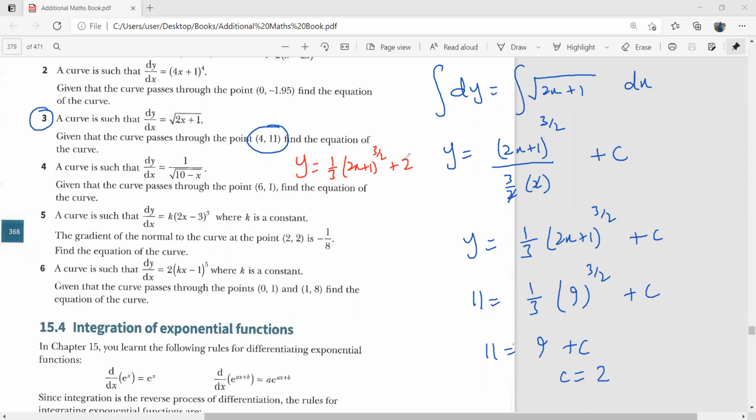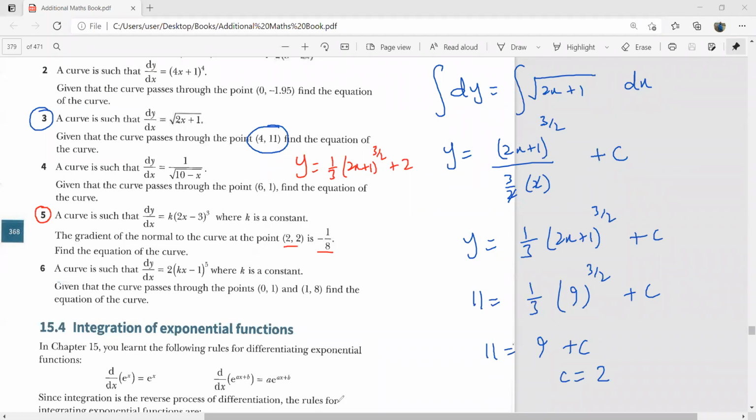Now there is a very interesting question. I can see that that is your fifth question. Here it is saying a curve is such that dy by dx is this. The gradient of the normal to the curve at this. Oh, very interesting question. Let me see how you do that.